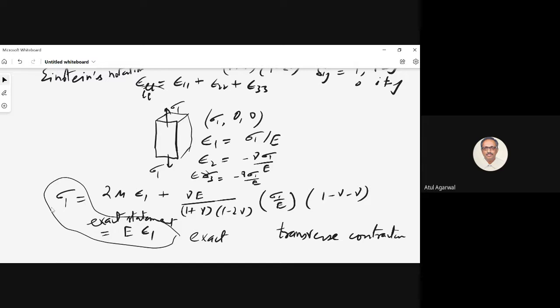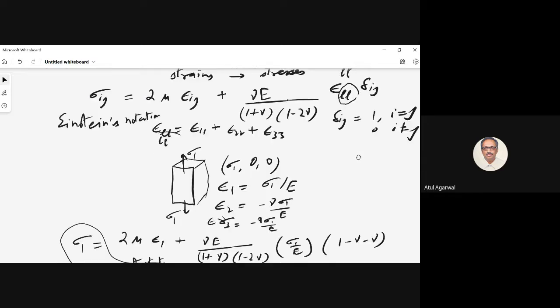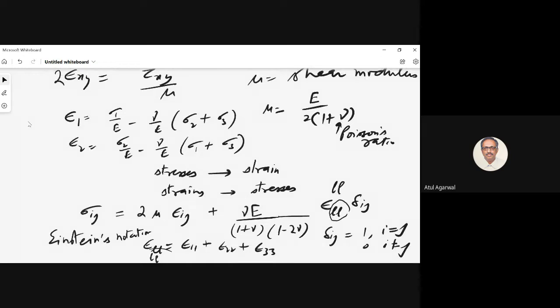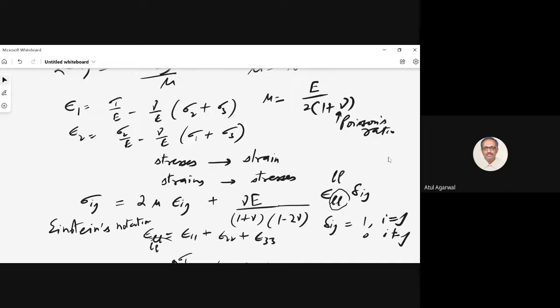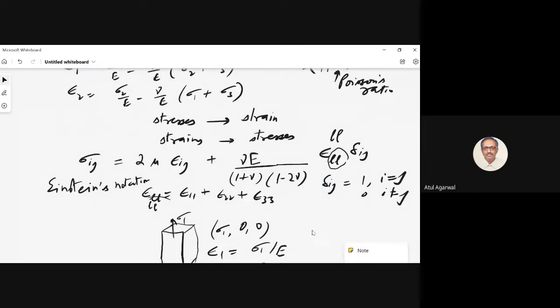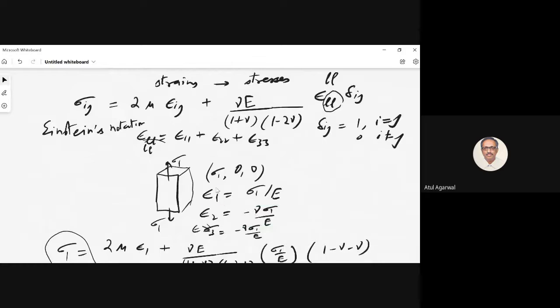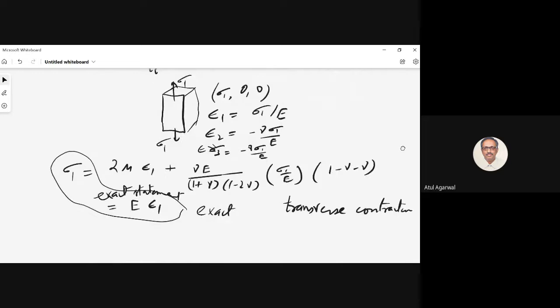It looks like an approximate statement. But you see, I have used this statement fully for calculating it. You see, I found epsilon 1, epsilon 2, epsilon 3 in this manner. But had I used strains, I would have got the same answer. Okay. You just check out this expression, then you will realize the importance of what I am writing.